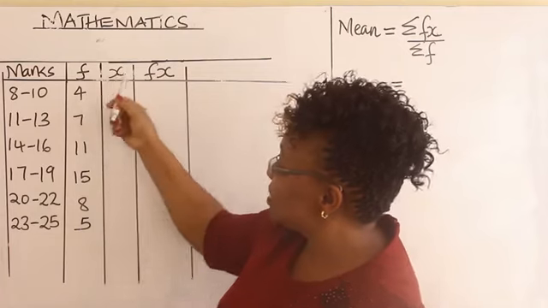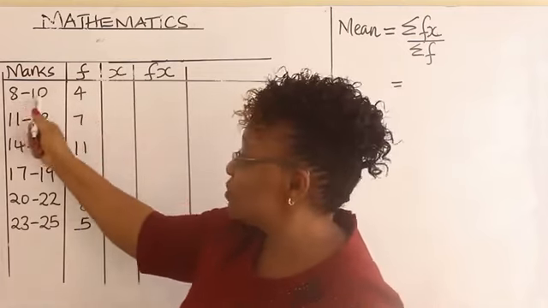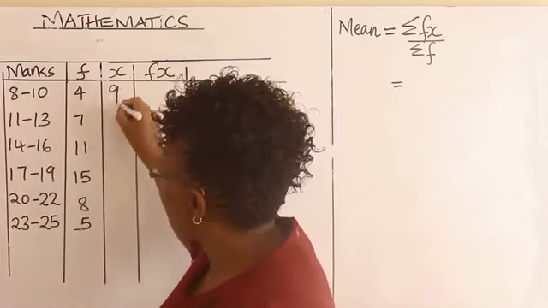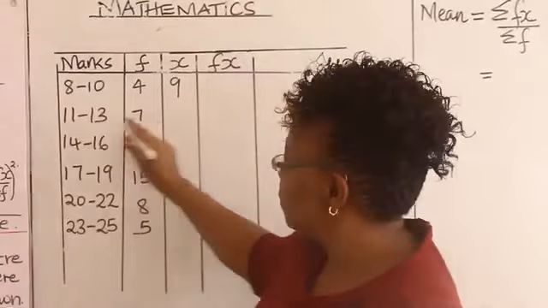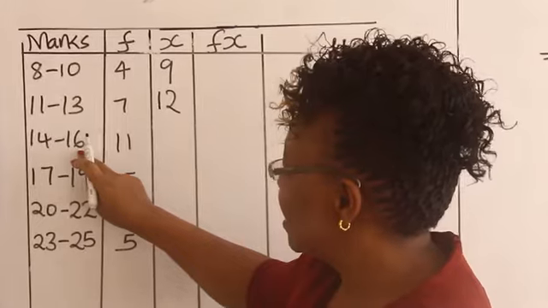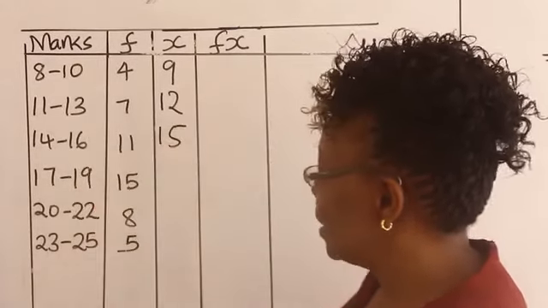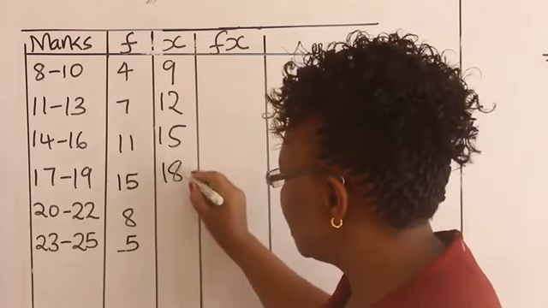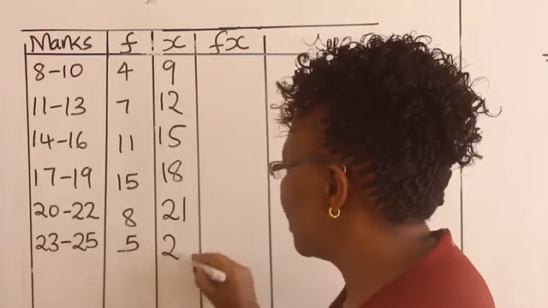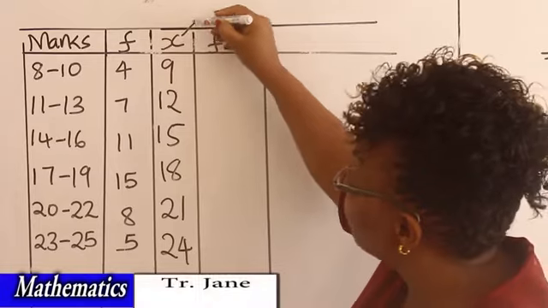Look at this. x is the midpoint. Midpoint of this is 8 plus 10 divided by 2. That is 18 divided by 2 gives you 9. This plus this is 24, so this gives us 12. This plus this is 30, 30 divided by 2 gives you 15. 15, this is 36, so it is 18. This one will give you 21. This one will give you 24. Those are your x's, the midpoints.